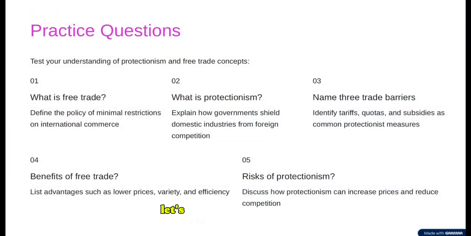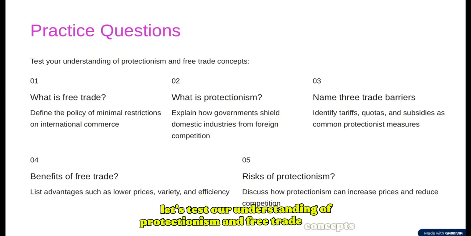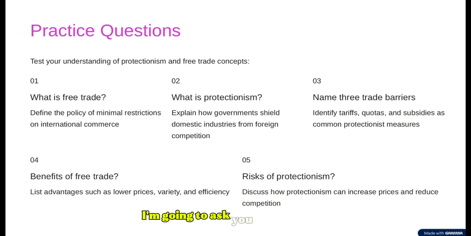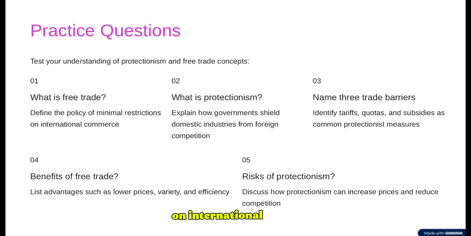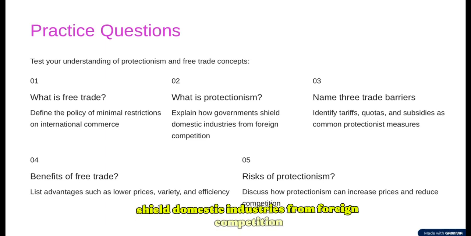And now let's test our understanding of protectionism and free trade concepts. I'm going to ask you several questions and you should prepare your answers. First question: what is free trade? You should define the policy of minimal restrictions on international commerce. Second one: what is protectionism? Explain how governments shield domestic industries from foreign competition.